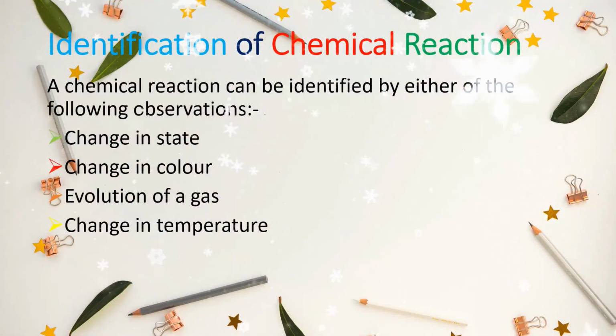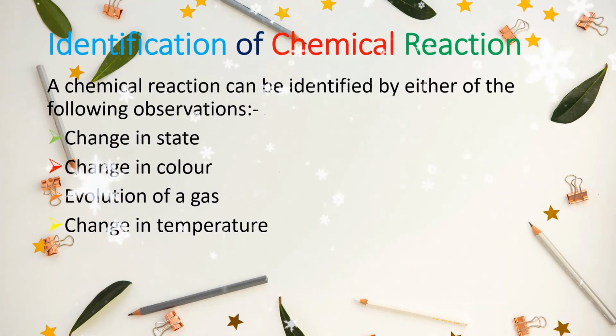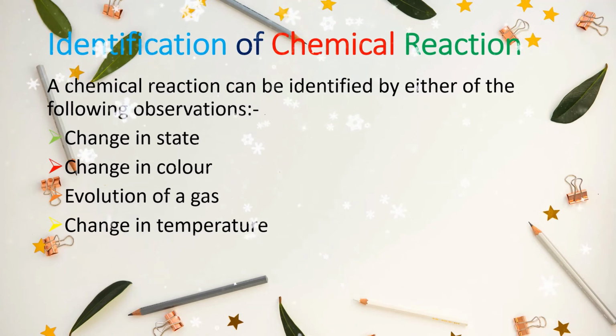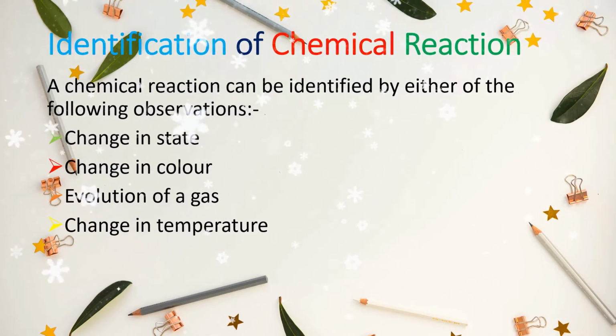Identification of chemical reaction. A chemical reaction can be identified by any of the following observations: change in state, change in color, evolution of a gas, change in temperature.